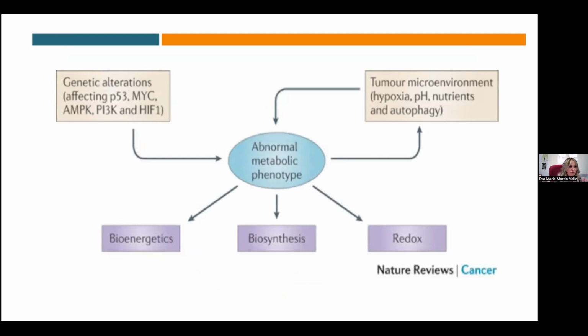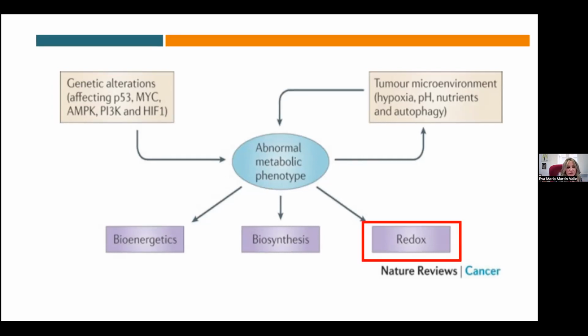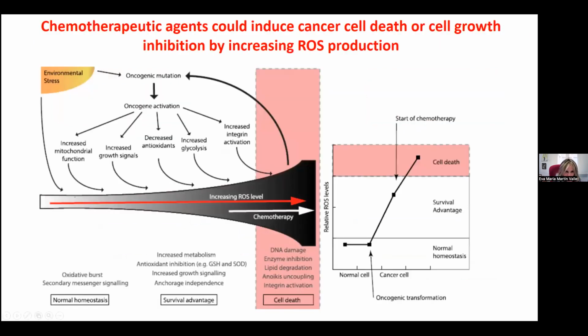5 different approaches. Genetic alteration, that is so biochemical, this is not so good for chemical engineering. Tumor differences, different concentrations of oxygen, pH, nutrients, is important. Redox behavior, biosynthesis, and bioenergetics. I will focus on the redox behavior.